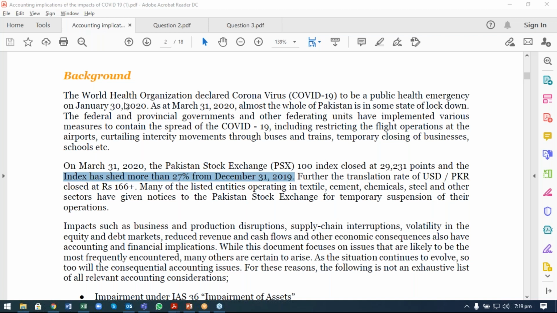I have just discussed the COVID-19 impact on IFRS 15, and that was basically because it could turn any profitable contract into an onerous contract, a loss-making contract. So you have to account for it accordingly, as a result of the COVID-19 situation.